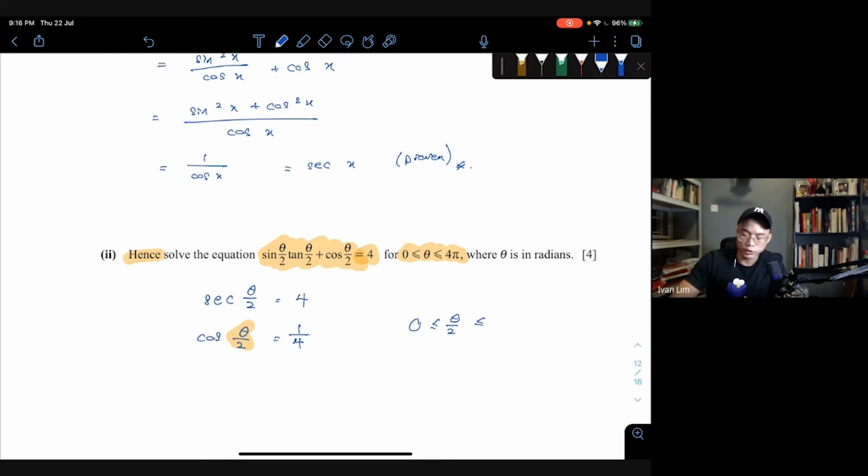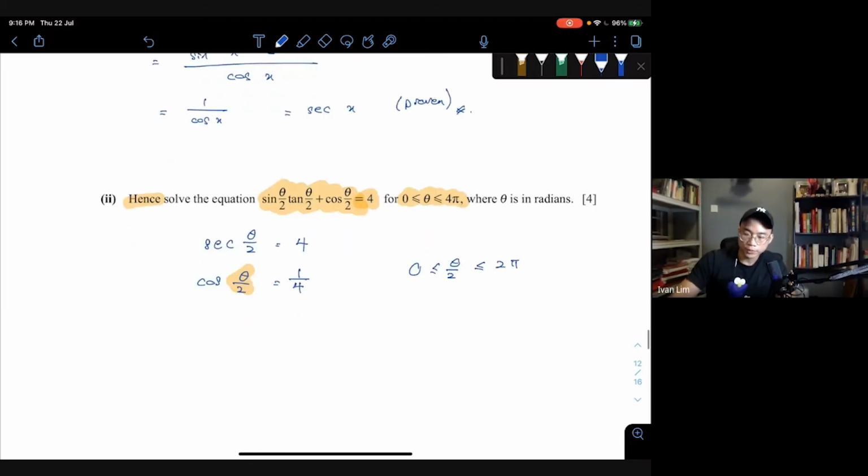So 0 divided by 2 will be 0, theta divided by 2, and 4 pi divided by 2 will be 2 pi. Why is this important? This is used for ASTC. When you draw your reference angle, your base angle, you follow this 0 to 2 pi.